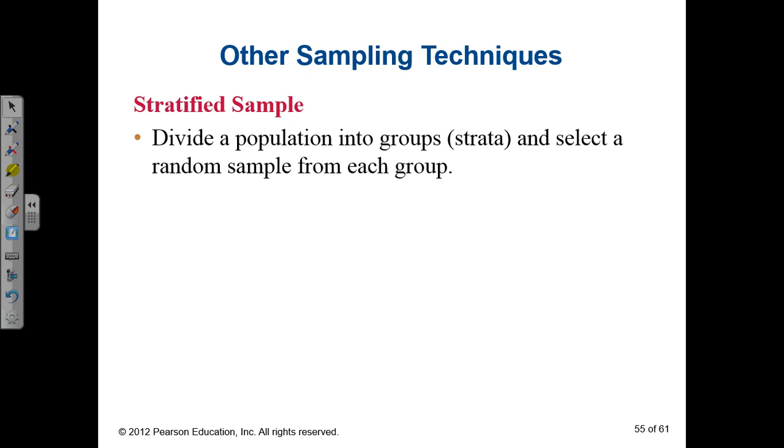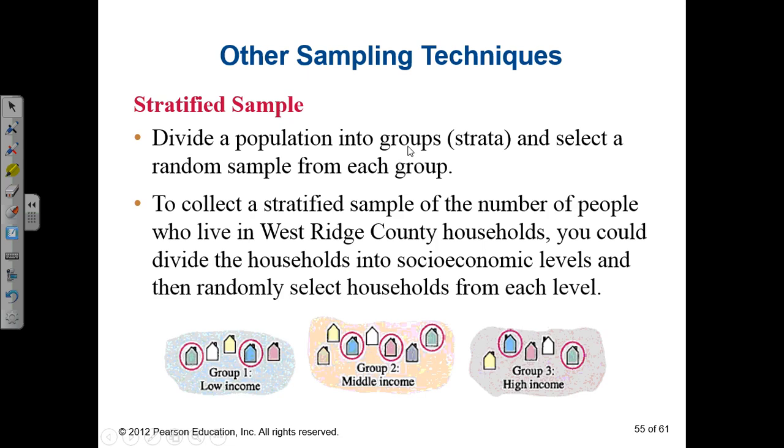Now we're going to look at some different blocking techniques. A stratified sample means we first divide our population up into groups, and then we select a random sample from every group. For example, we divide the county up into 3 groups: low income, middle income, high income, and then randomly select some households from the low income group, some from the middle income group, and some from the high income group. The key here is after you've grouped, you select some from every group.